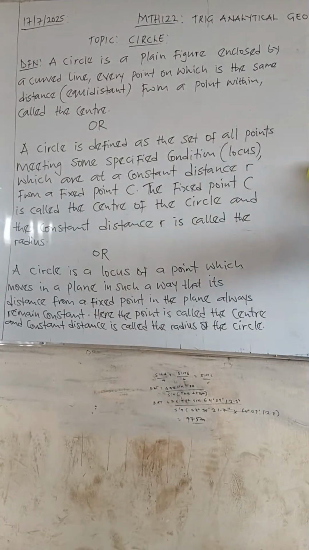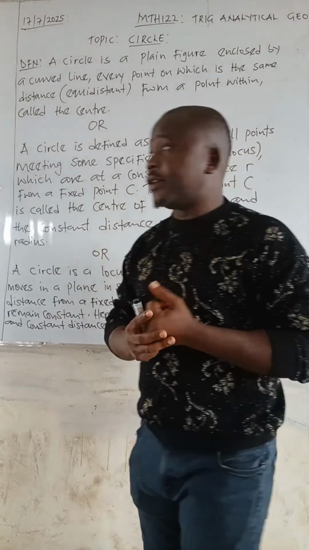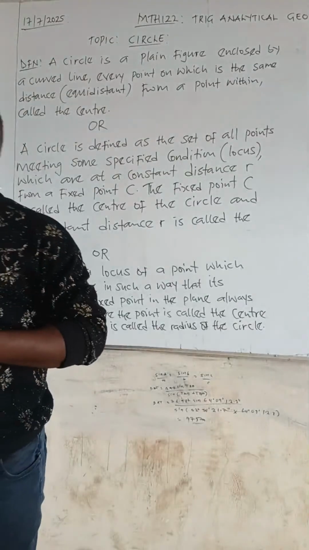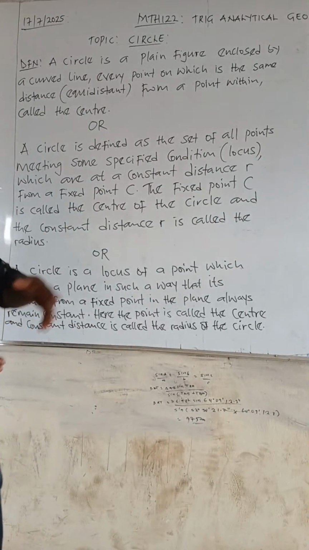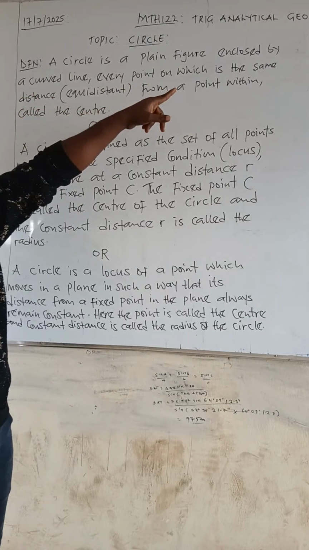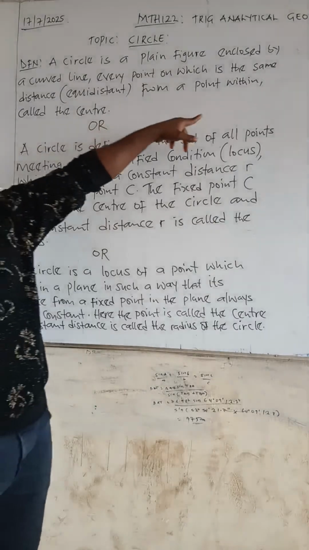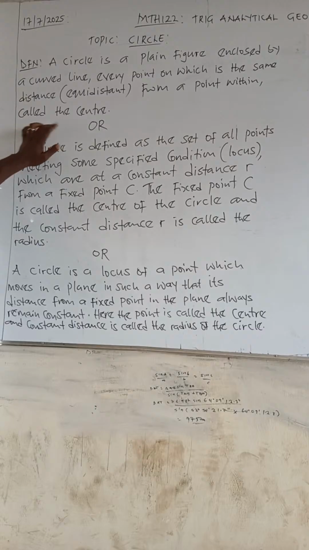As I was saying, today we'll be looking at circle, right? In case you are asked to define a circle anywhere you find yourself, you can give these three definitions. One, a circle is a plane figure enclosed by a curved line, every point on which is the same distance, equidistant, from a point within, called the center. Is that clear?